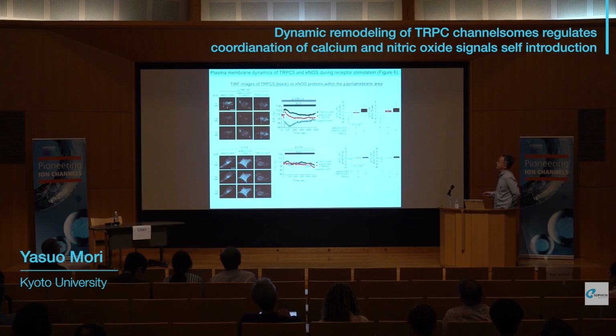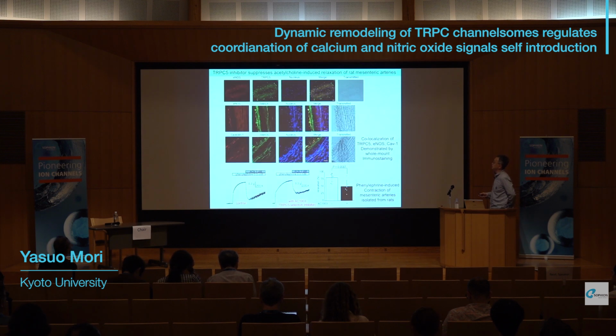So TRPC5 and eNOS alone show very different time courses in terms of ATP receptor stimulation. But if this eNOS-GFP was co-expressed with TRPC5, it showed a similar behavior compared to TRPC5-GFP, indicating that TRPC5 and eNOS are co-localized and interacting with each other. And this pattern was not observed at all when extracellular calcium concentration was kept low.